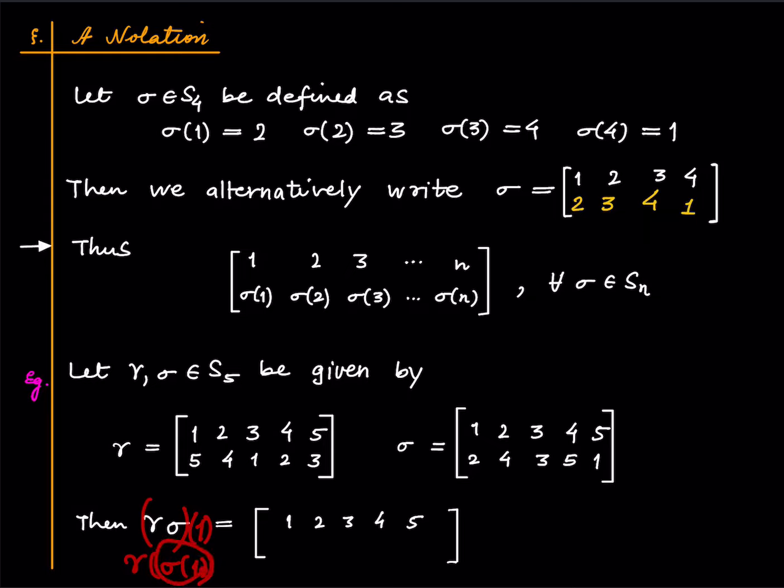So we just need to find sigma 1 and then feed that to gamma. Sigma 1 is 2. We feed 2 to gamma, we get 4. So this is a 4. Sigma 2 is 4 and gamma 4 is 2. So this is a 2. Sigma 3 is 3 and gamma 3 is 1. So this is a 1 and 4 goes to 5 goes to 3 and this is a 5. So it helps do things quickly.